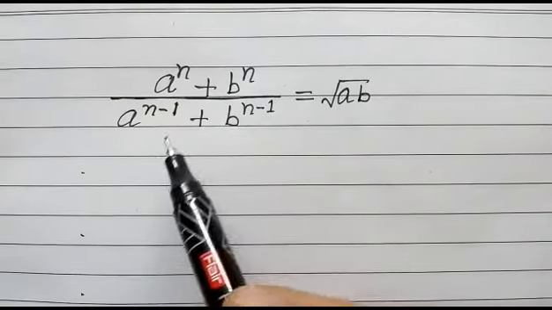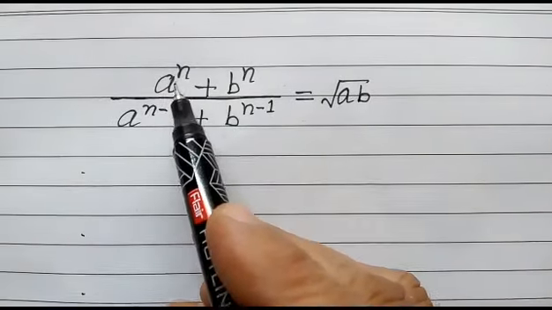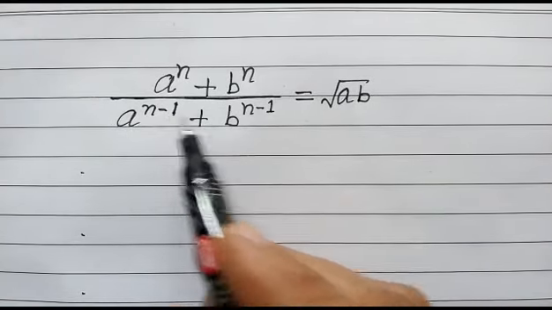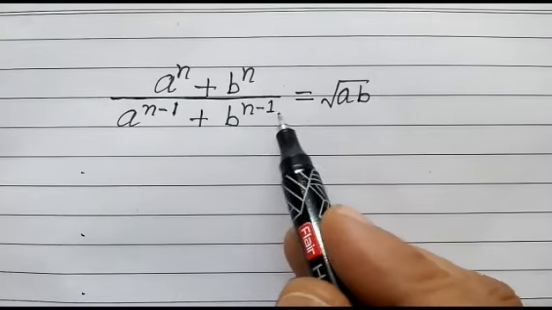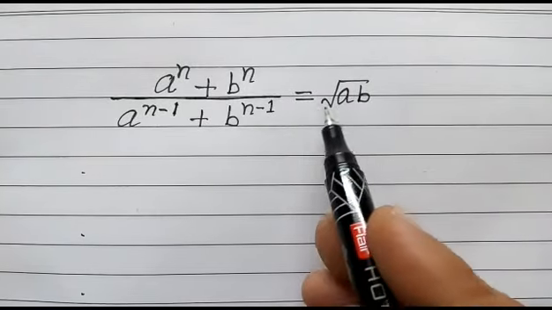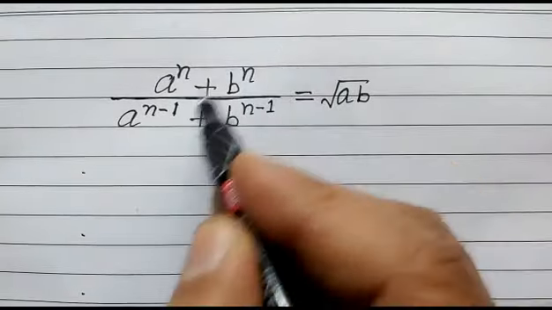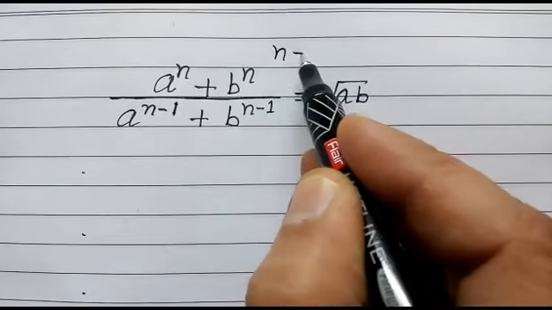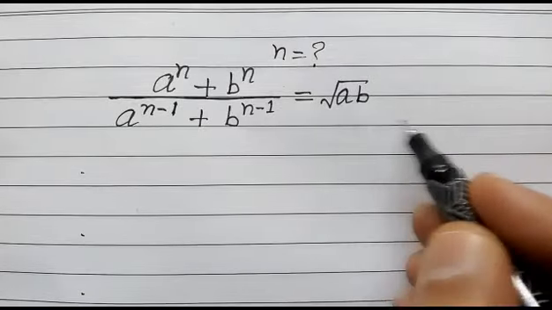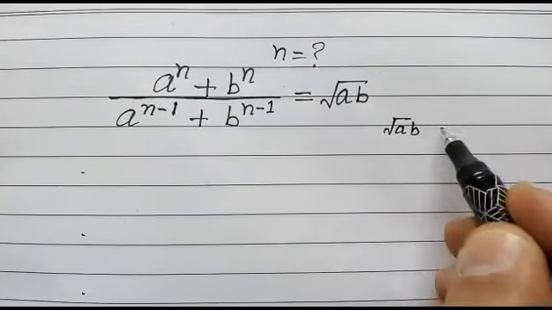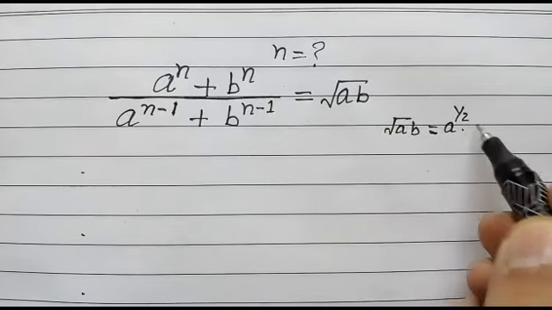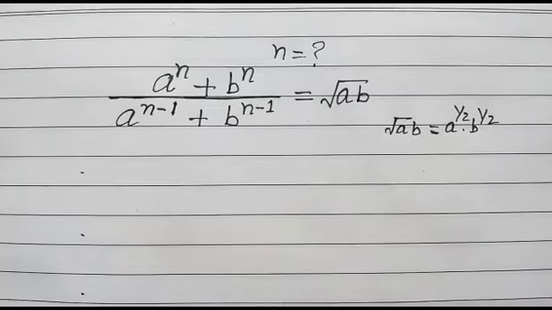Hi friends, today we have a nice equation: (a^n + b^n) / (a^(n-1) + b^(n-1)) = square root of ab. We have to solve this equation, or we can say we have to find the value of n. So let's start. Square root of ab can be written as a^(1/2) times b^(1/2).